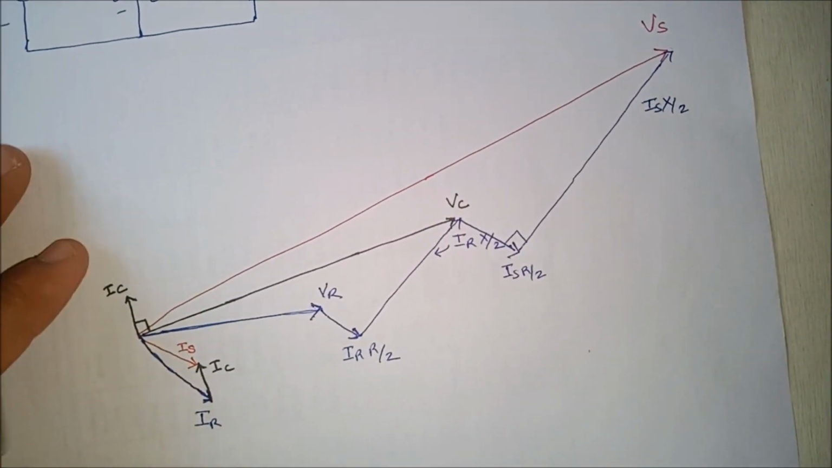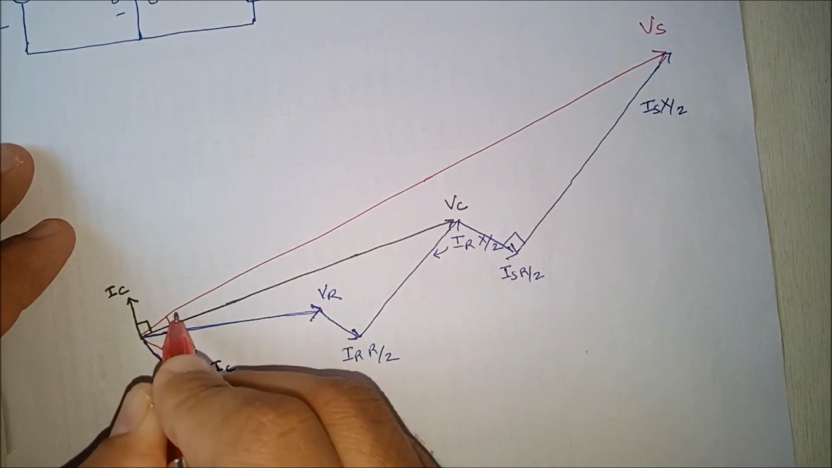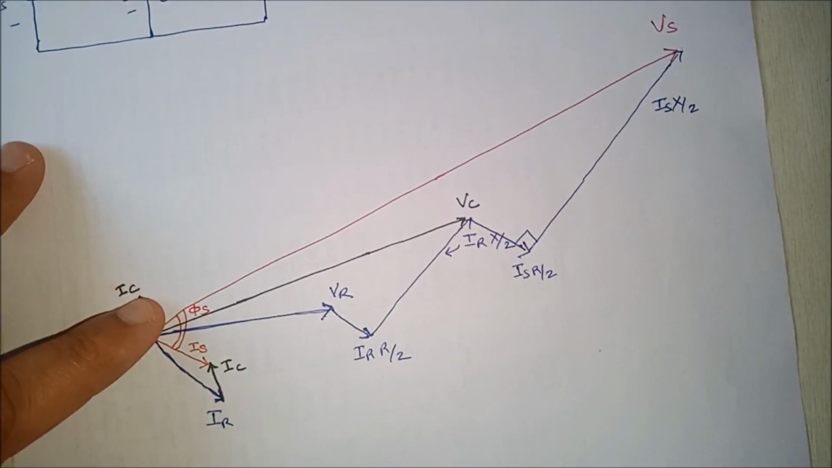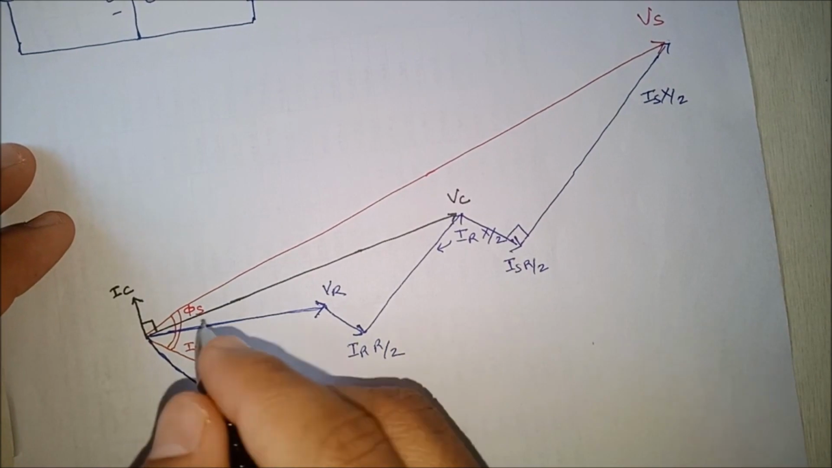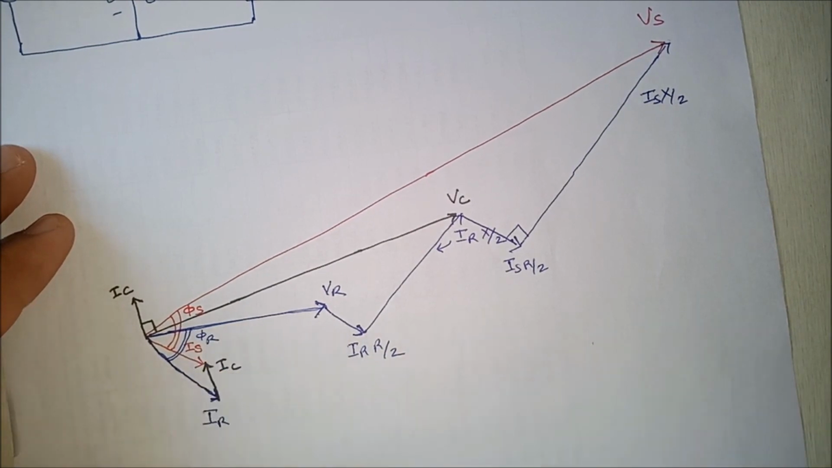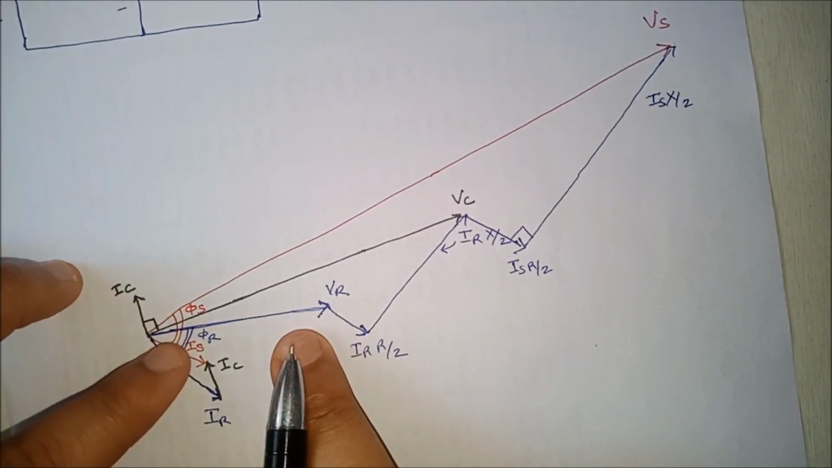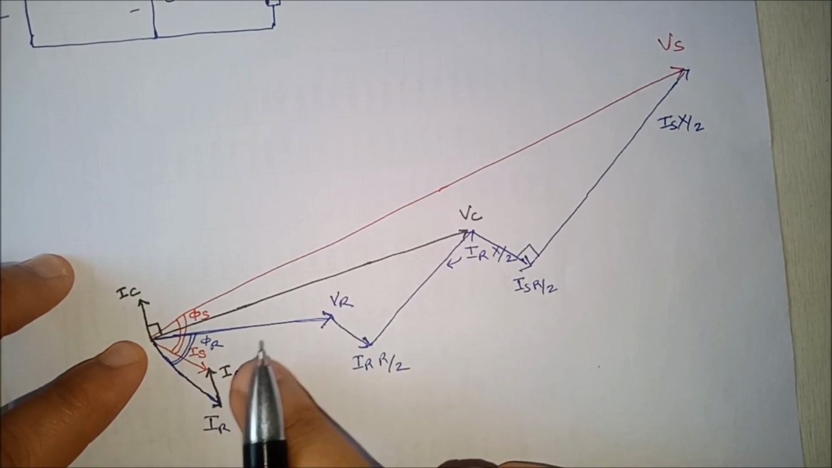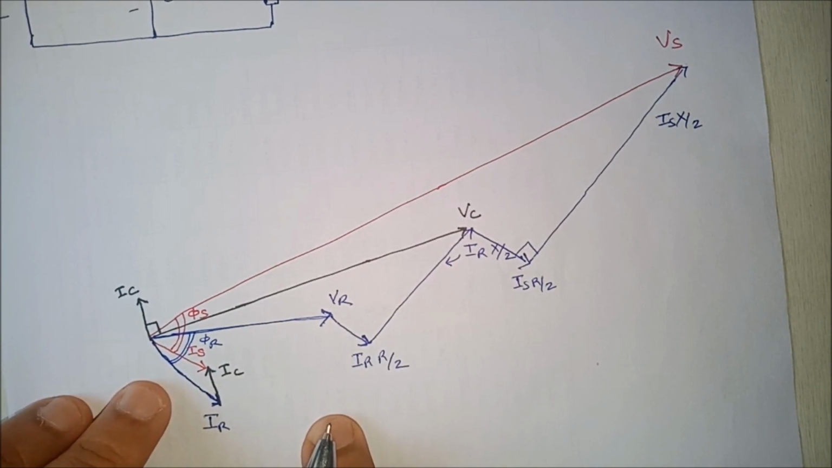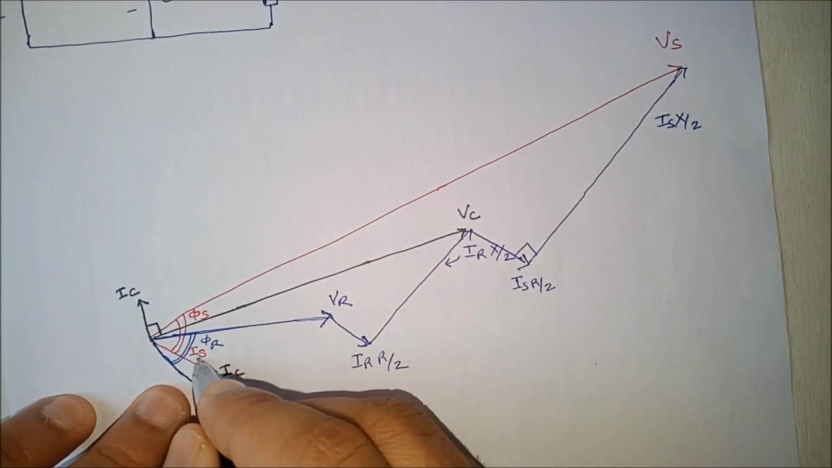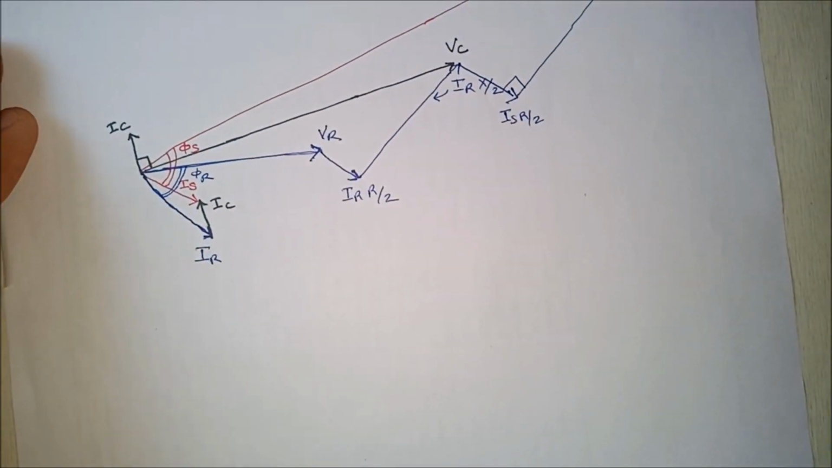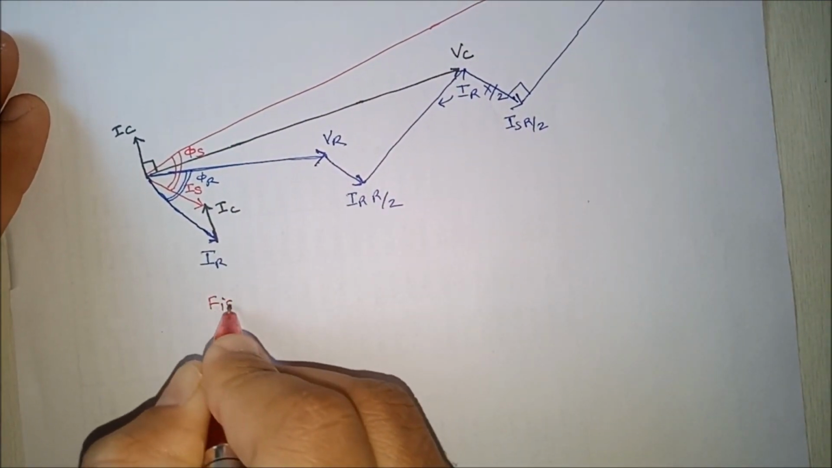So what will be phi s here? The angle between VS and IS. So this angle is phi s, the sending end phase angle. And what is phi r here? Phi r is the angle between VR and IR. So this angle is phi r. The angle between VR and IR is phi r, and the angle between VS and IS is phi s. So this is your phasor diagram of the nominal T method.